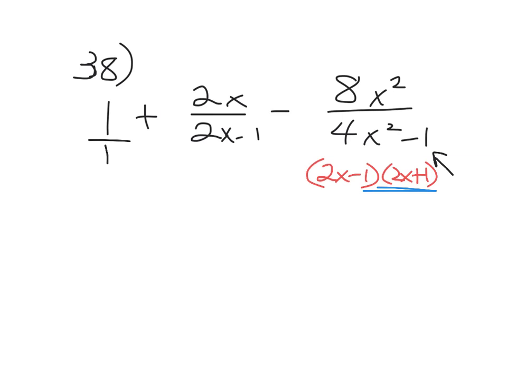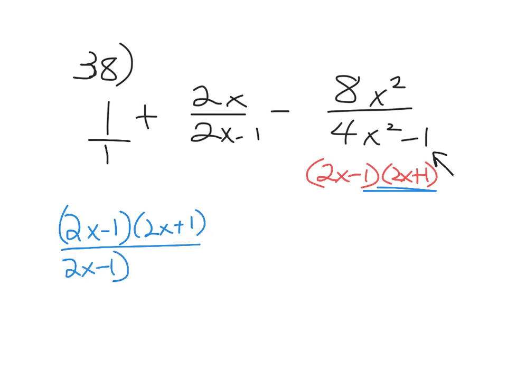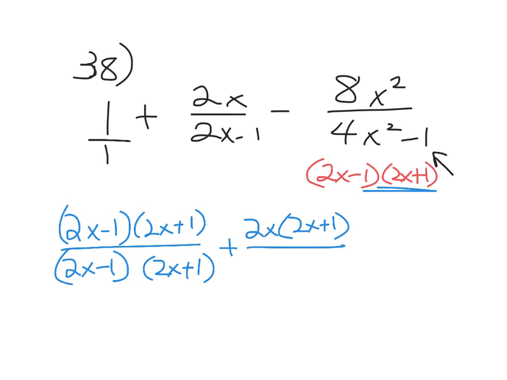So the first fraction is missing everything. So I'm going to multiply the top and the bottom by 2x minus 1, 2x plus 1. The second fraction is only missing the 2x plus 1. So 2x and 2x plus 1. And again, it's got the same denominator. The last fraction has everything, so let me just rewrite it.